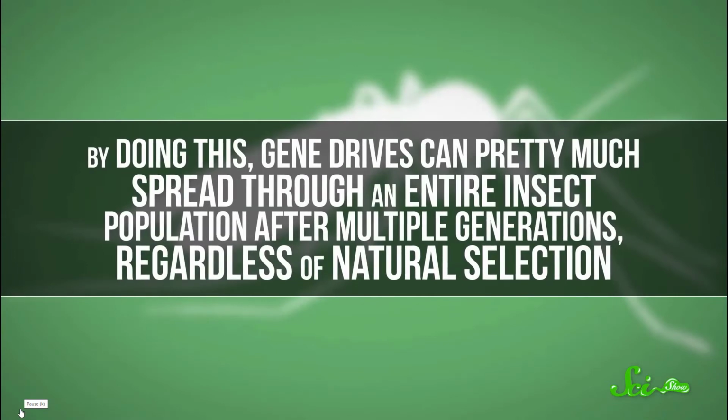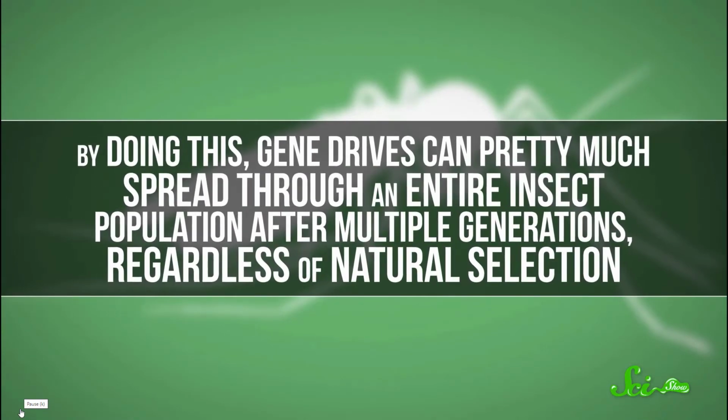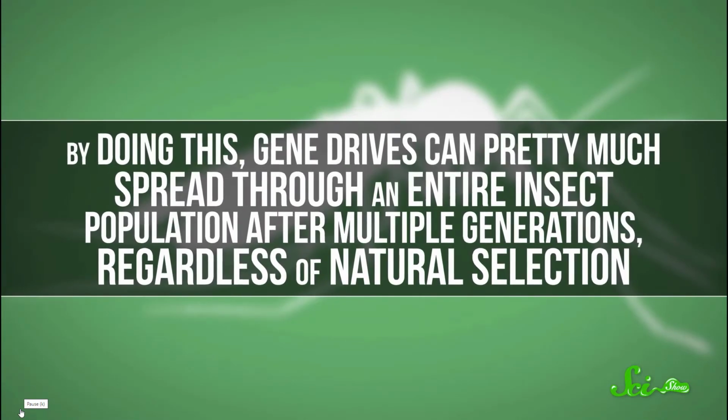By doing this, gene drives can pretty much spread through the entire insect population after multiple generations, regardless of natural selection. And Cas9 can be engineered into a gene drive pretty easily. It already cuts DNA, so you just stick the gene for Cas9 in a mosquito chromosome, plus a sequence that'll become the RNA guide, and any extra template sequence.